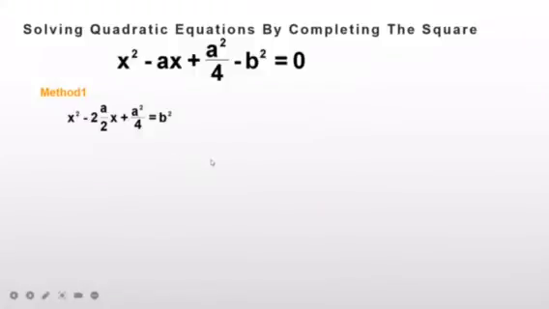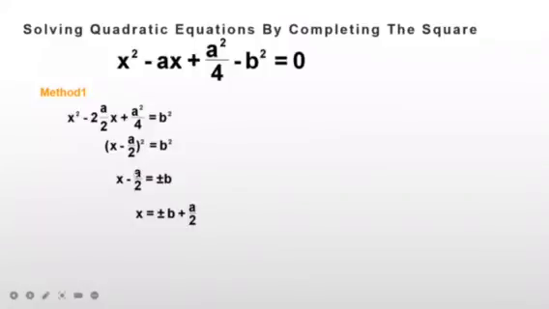And then you can just turn it directly into (x minus a over 2) squared equals b squared. And then you can just square root both sides, adding a positive and negative sign to b, square root of b squared, which is just b. So you can get x minus a over 2 equals positive or negative b. And then add a over 2 on both sides to get x equals positive or negative b plus a over 2.